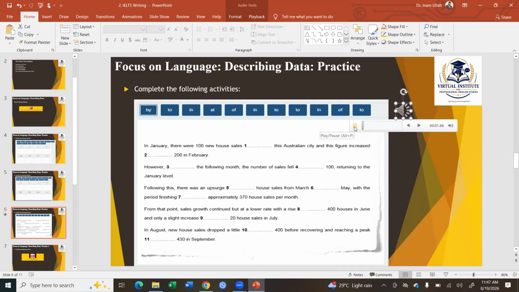In January, there were 100 new house sales in this Australian city, and this figure increased to 200 in February. However, in the following month, the number of sales fell by 100, returning to the January level. Following this, there was an upsurge in house sales from March to May, the period finishing at approximately 370 per month. From that point, sales growth continued, but at a lower rate, a rise to 400 houses in June, and only a slight increase of 20 house sales in July. In August, new house sales dropped a little to 400 before recovering and reaching a peak of 430 in September.